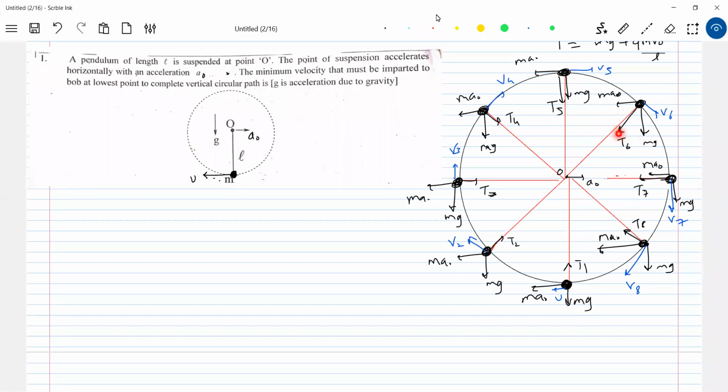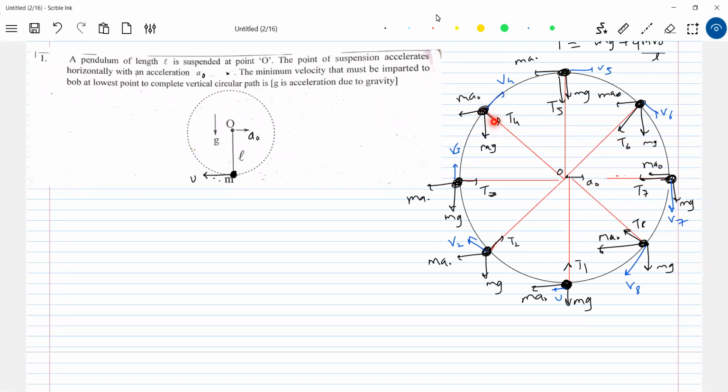Because tension can be 0 here. Let's come to point 2. If tension is 0, mg will provide the required centripetal force. At 3, tension is 0. What about here? The components of mg and ma naught can provide it, so tension can be 0. Okay, this is 1 point.